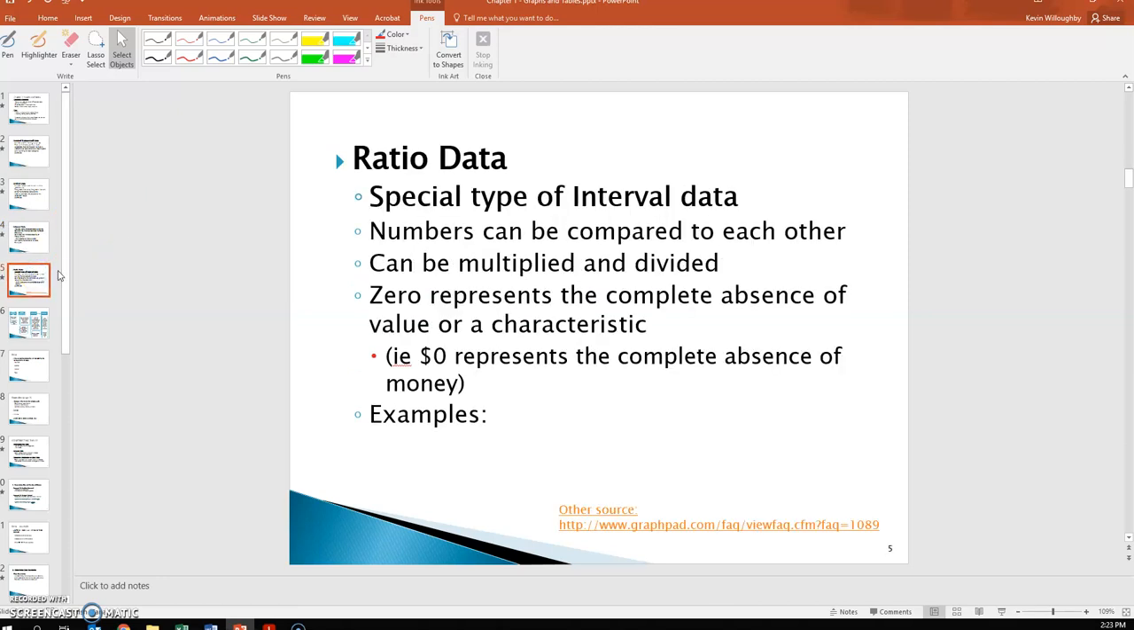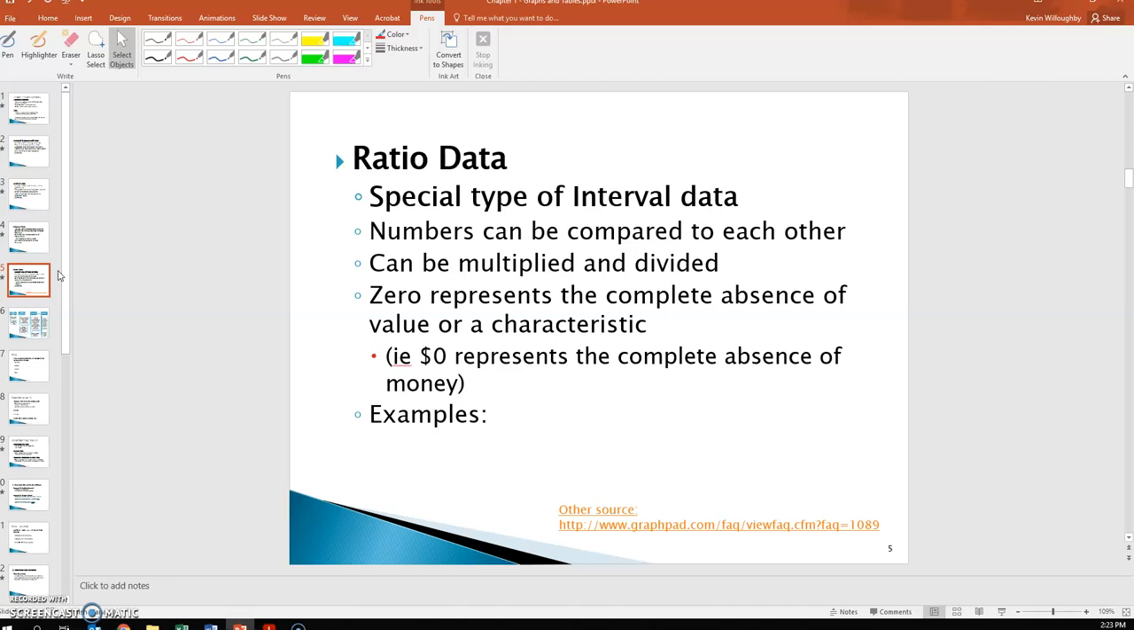Ratio data, it's a special type of interval data. Some textbooks, if you're using other textbooks, may categorize data in 3 types, being interval, with ratio being a subcategory of interval, but some textbooks just say there's 4 types of data, and that's what I'm using here. Numbers can be compared to each other. They can be multiplied and divided.